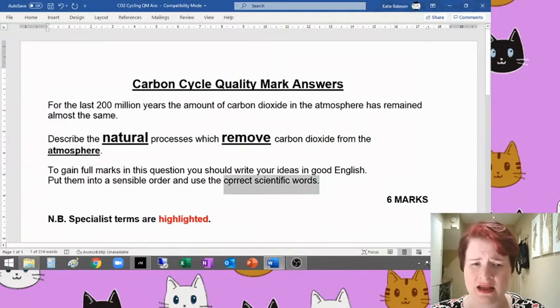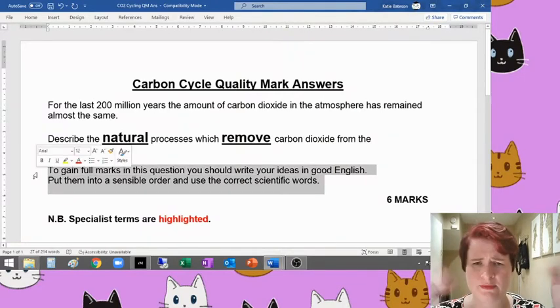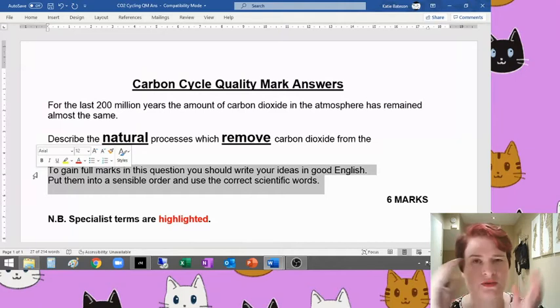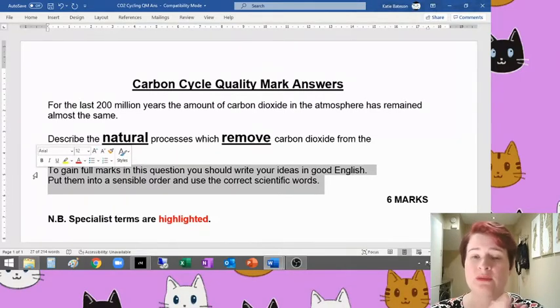The bit here says, to gain full marks, sensible order, correct English, and so on. When you have a 6-mark exam question, a lot of the time they're marked in categories. So you either get mark 1 and mark 2, mark 3 and mark 4, mark 5 and mark 6. Each of those are set within their own little sections. So mark 1 and mark 2, if you have made a few points, but then use some good language, you'd probably get mark number 2. If you've just made a few good points and not used any scientific language, you probably get mark number 1. The difference there is just the language that you are using.